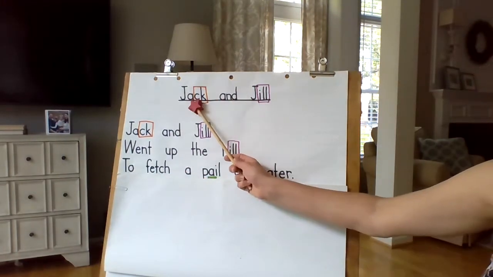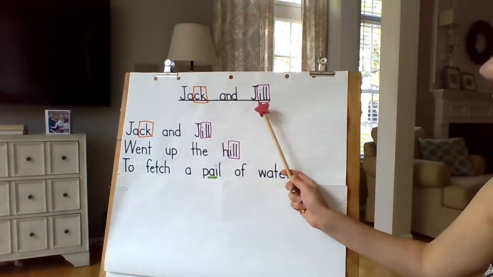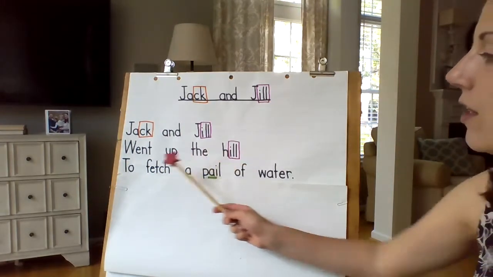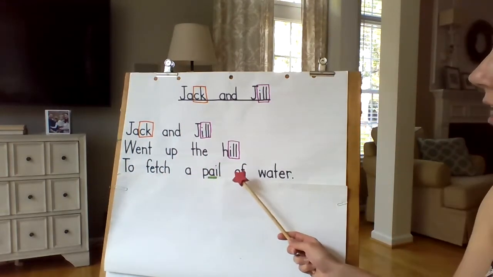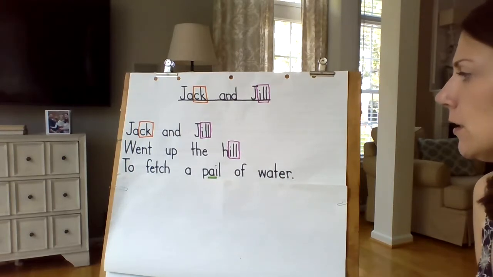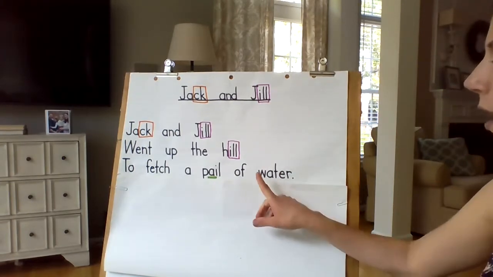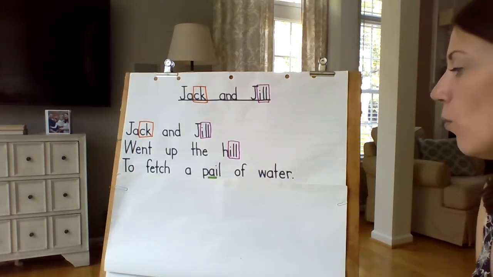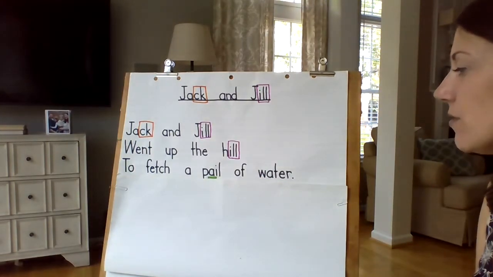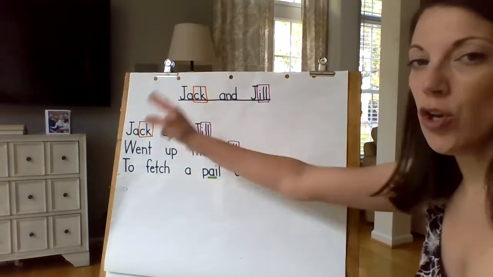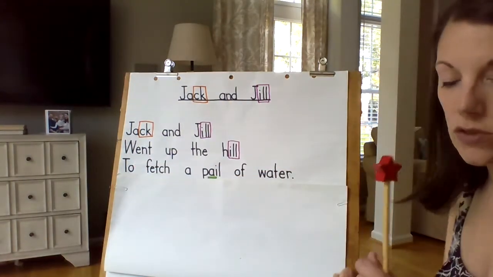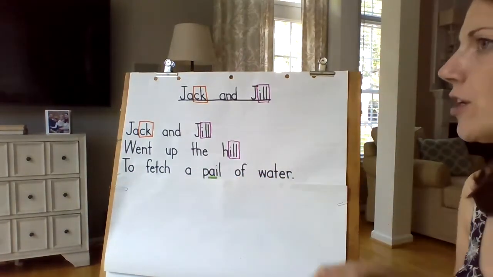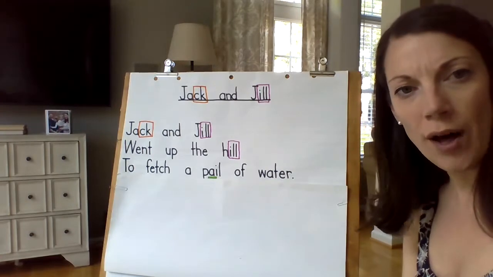All right, let's say our poem. Here we go. Jack and Jill went up the hill to fetch a pail of... I'm going to try to say the sounds and blend them together. Water, water, water. Sort of sounds like a word I know. Then I'm going to go back and start again, see if I can get a running start. Here we go. Ready? To fetch a pail of water. That sounds a lot like the word water.